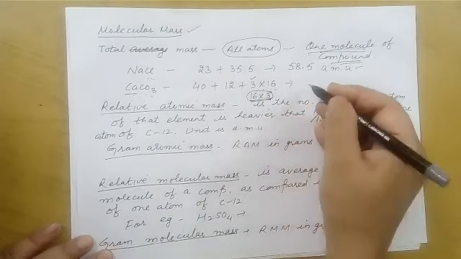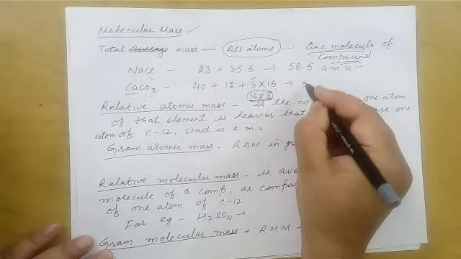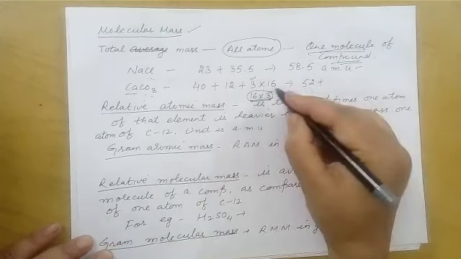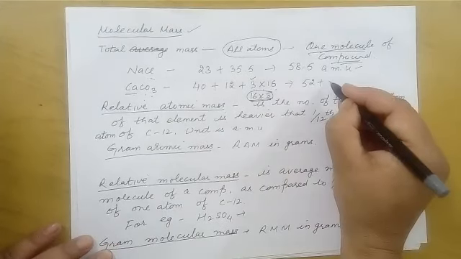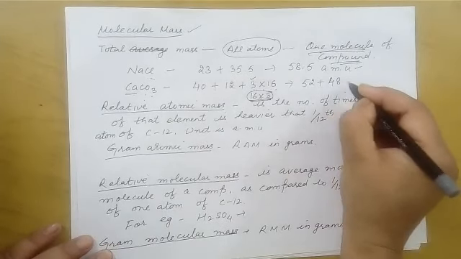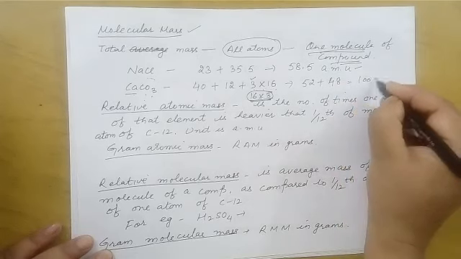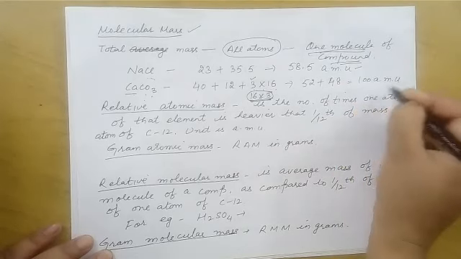Let us solve it. So 40 plus 12, 52 plus 16 into 3, 3 into 16, 48. 100 atomic mass unit.